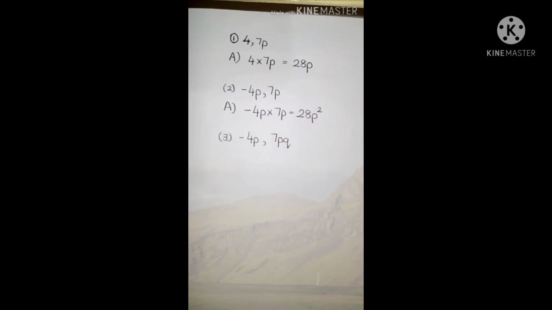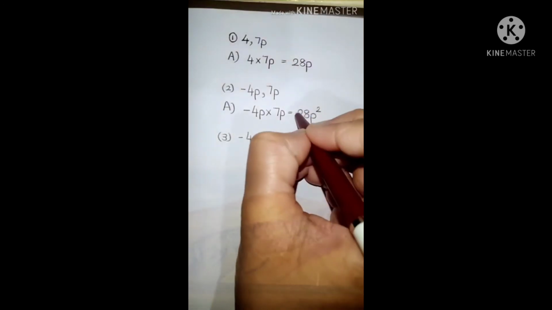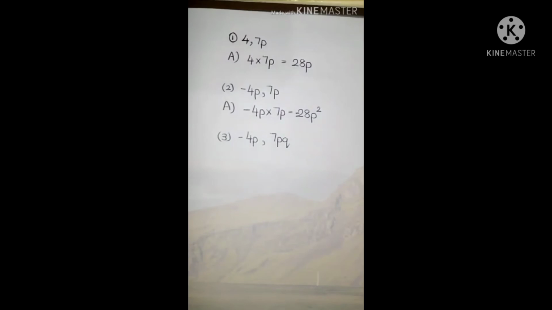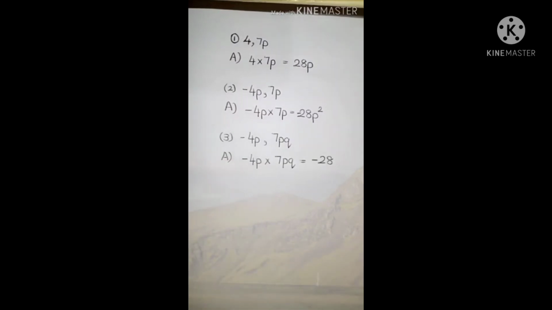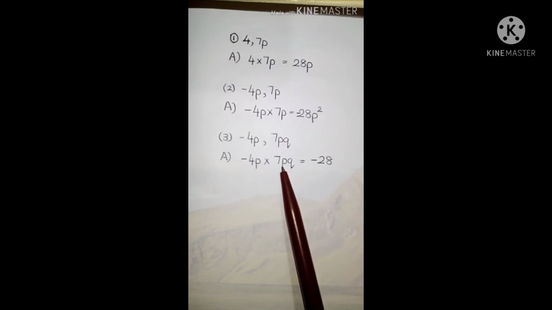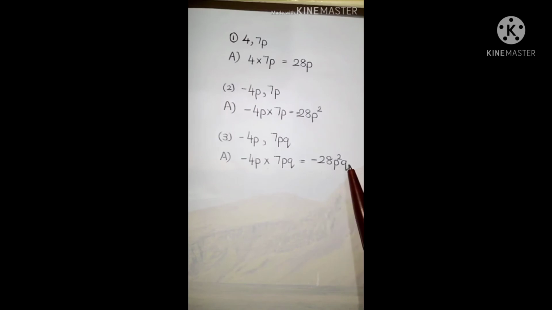Third question, minus 4p and 7pq. Which are the numbers here? Minus 4 and 7. So, multiply minus 4 and 7. The answer is minus 28. Here you have a minus sign. Then p into pq. Now what will you do with p and pq? p into p, p square. q you will write as such. Now this is the final answer: minus 28p square q.